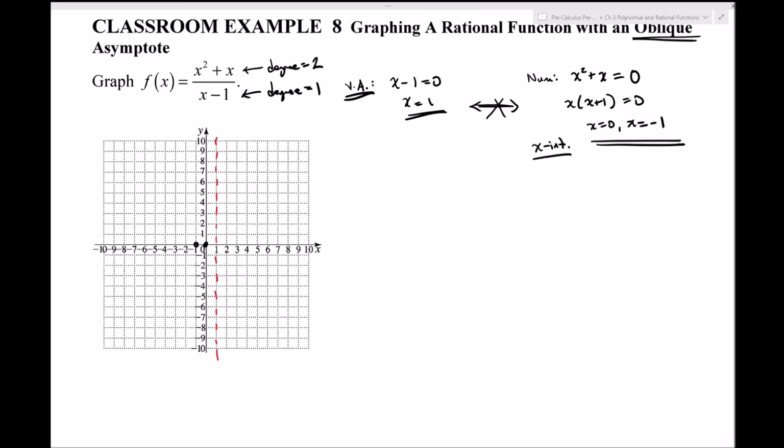So if the degree on top is 1 larger than the one on the bottom, we have a linear slanted asymptote, which we also call oblique asymptotes. There's going to be an oblique asymptote, which I'll go ahead and call it. And then to find it, I'm going to have to use division.